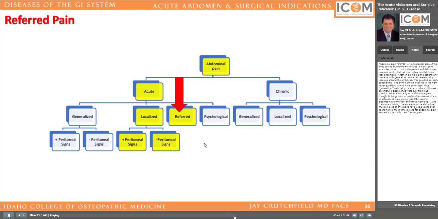What about epigastric abdominal pain? Thought to be gastritis or peptic ulcer when in actuality it's an inferior wall MI, causing diaphragmatic irritation and hence vomiting. And the more vomiting, the more sore the abdominal muscles. Lots of physicians have lost lawsuits over spending too much time looking for abdominal pain when it's actually chest or cardiac pain.